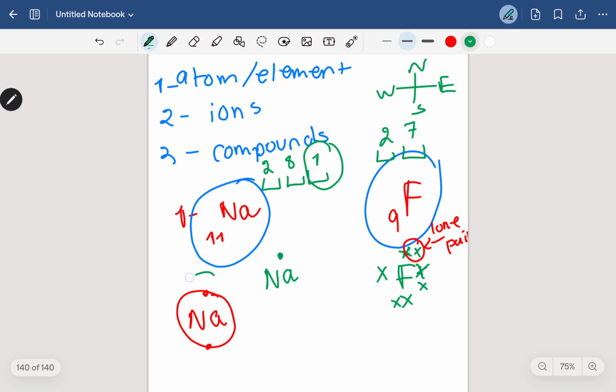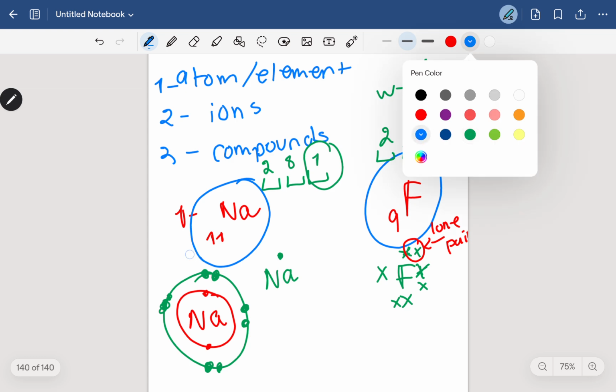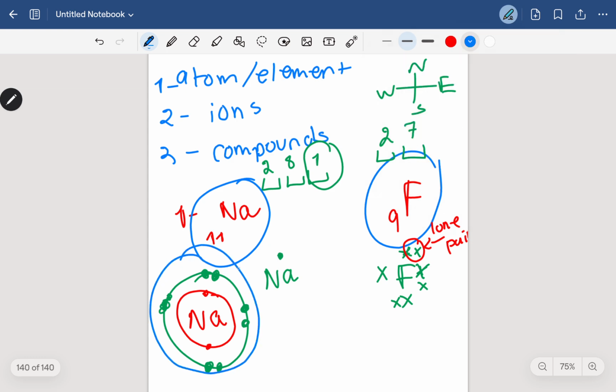Then we have another one which is 8. So 1, 2, 3, 4, 5, 6, 7, and 8. So like this we finished 8. Then we have one more surrounding which has the single valence electron.